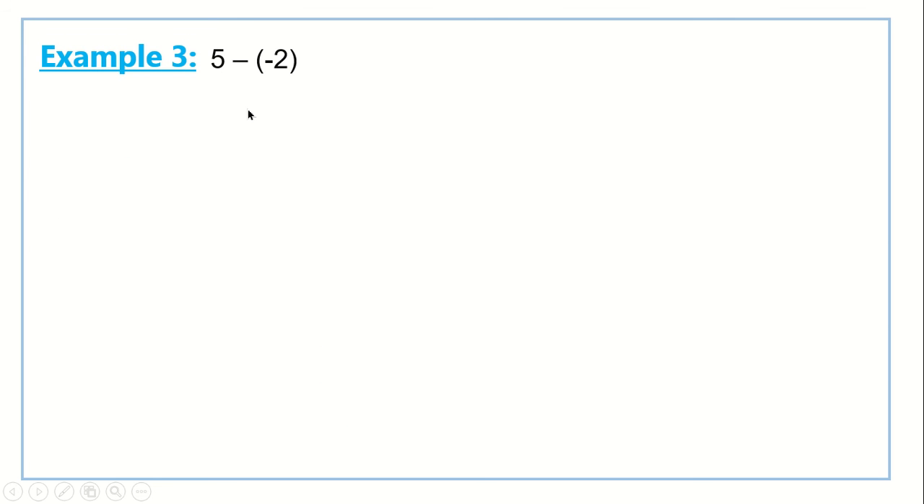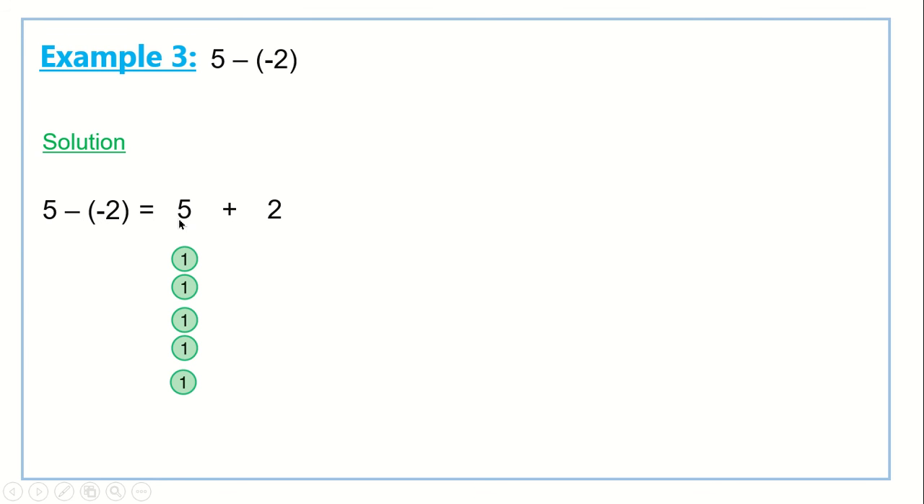We look at example 3. We have 5 minus negative 2. So we understand that a negative of a negative will always give us a positive. So we actually have 5 plus 2. So those are 5 discs of 1 to represent 5, and 2 discs of 1 to represent 2. And for this case, we cannot make a zero pair, because all of them are 1s. So this will give us a positive of 7.